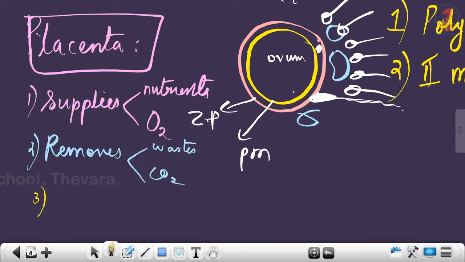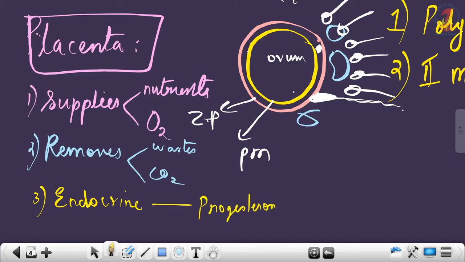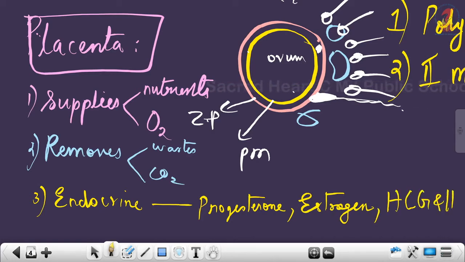And the third function of the placenta is that it is endocrine. It produces hormones, namely progesterone, a very important hormone called the pregnancy hormone, traces of estrogen, HCG and HPL.